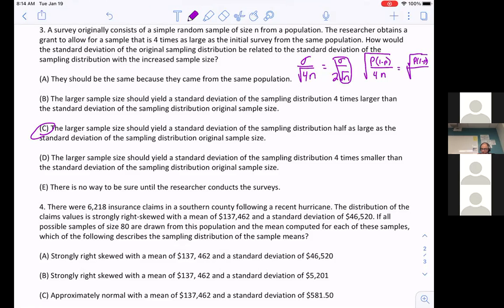However, I can take the square root of 4 and we'll pull that out as a 2, and then we'll have the n over, and again, I'm left with half as much. So it didn't matter whether I was dealing with a mean or a proportion, it was still going to be half as much. Okay.